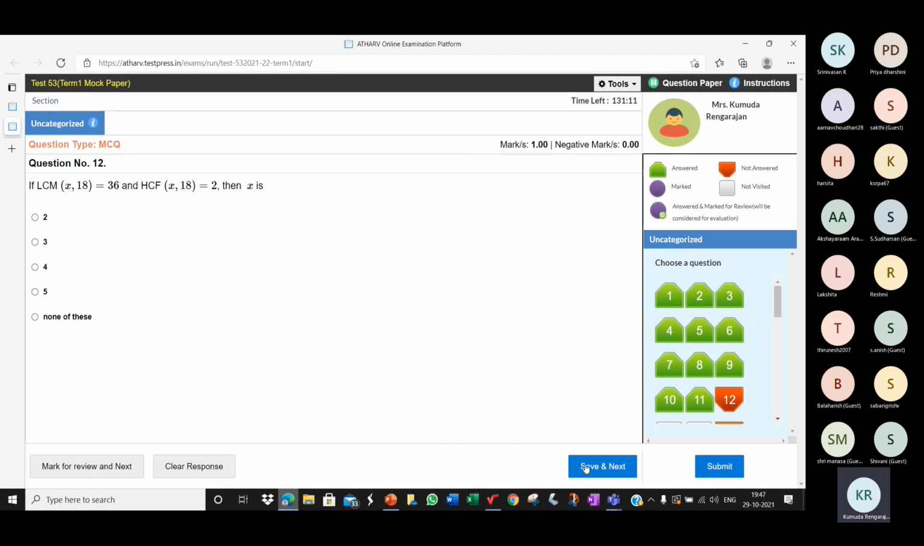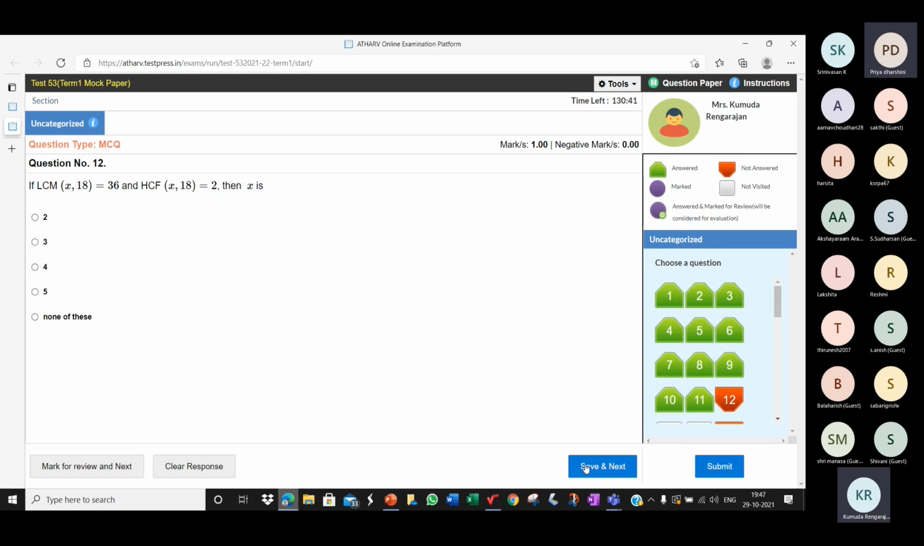What's the relation? What is HCF into LCM equal to? Product of two numbers, ma'am. Product of two numbers. What's the HCF? Ma'am, 2. LCM? 36, ma'am. So this 2 into 36 is equal to what? Is equal to 2 into 36 is equal to 18x, ma'am.